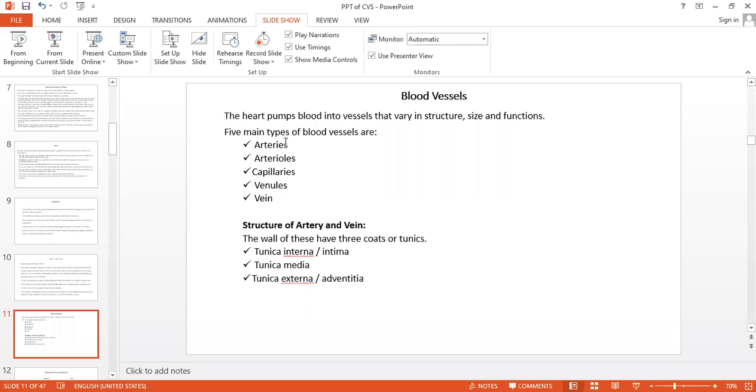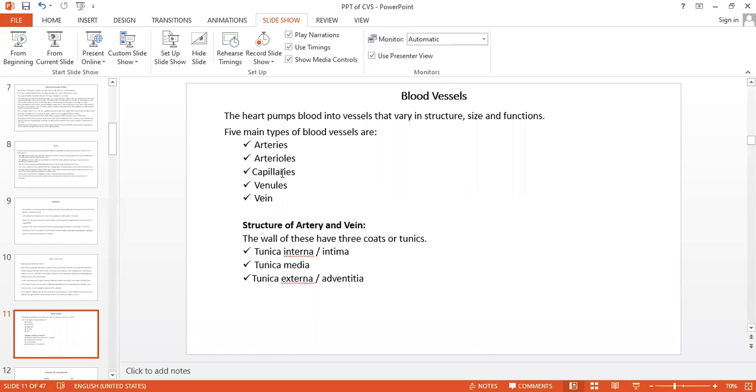Now see here, the largest vessels we call arteries. Again, they divide into smaller ones called arterioles. These arterioles, small blood vessels, divide again into minute blood vessels that we call capillaries. These supply the oxygenated blood to the tissues. And venules means what? Whatever capillaries are returning back from the tissues.